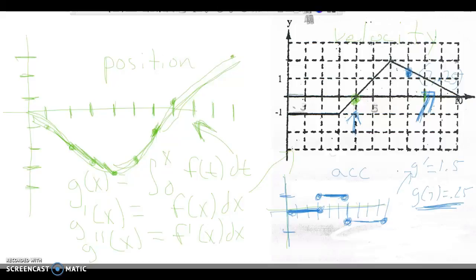So if you look over here, the slope is steady. That's a -1, which is this part right here, which is that part right there. It should be a little bit more linear. And then it changes direction. So if you look over here, it's concave up, and then it becomes concave down.